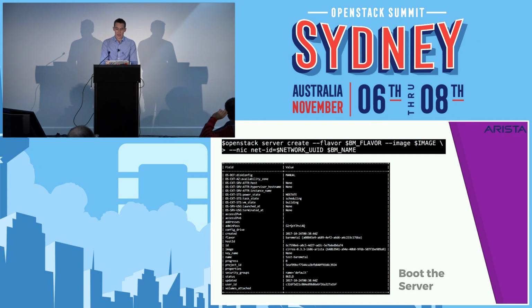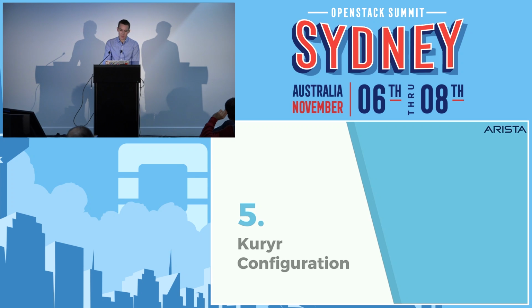Now we're ready to boot that Ironic or bare metal server. So we can go ahead and do that. And again, it's going to create a Neutron port to connect that bare metal server to the Neutron network. So now we're done with bare metals and VMs.